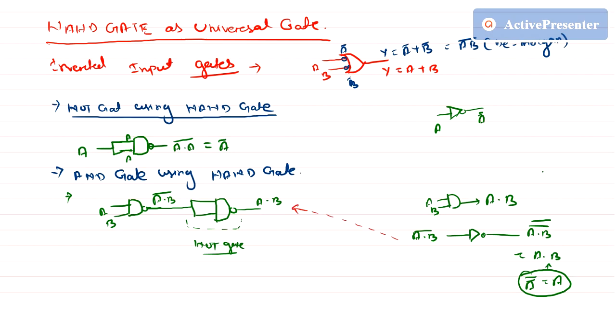Using this concept, we will get A dot B as the output. So now the AND gate is designed. We have the inputs A and B, and the output is A dot B, which is obtained using the NAND gate. This is the AND gate, and this is the AND gate using NAND gate.